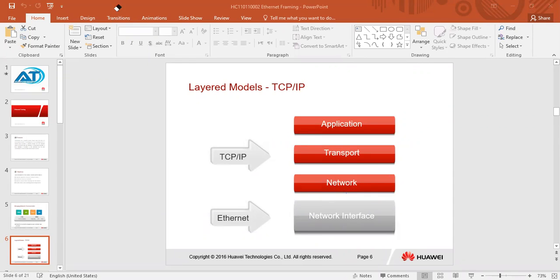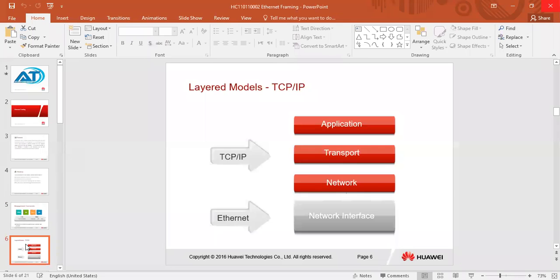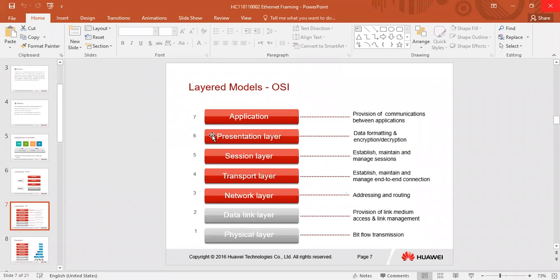Next, the next model is the OSI model. OSI, Open System Interconnection. The OSI model was developed by ISO, the International Standardization Organization. The TCP/IP model is a 4-layer model, while the OSI model is a 7-layer model. In the OSI model, the layers are the application layer, presentation layer, session layer, transport layer, network layer, data link layer, and physical layer.